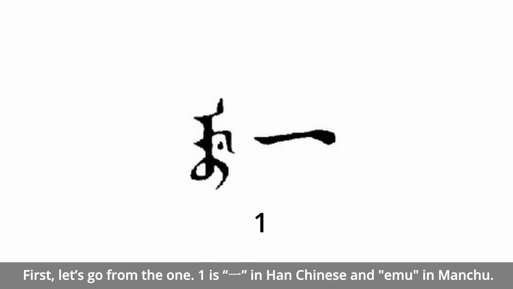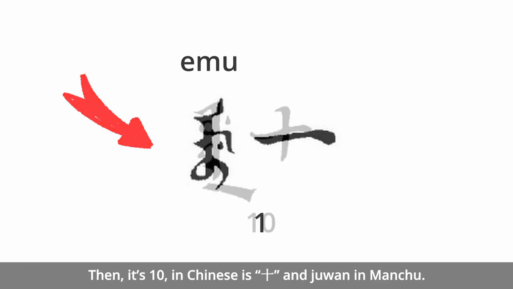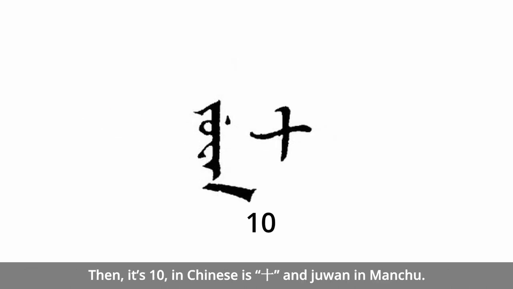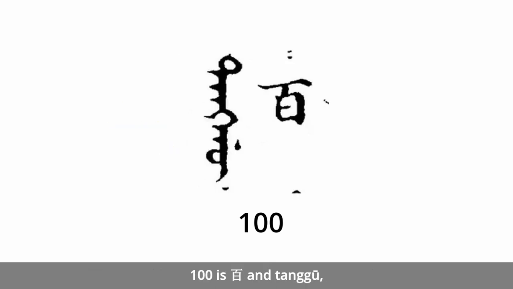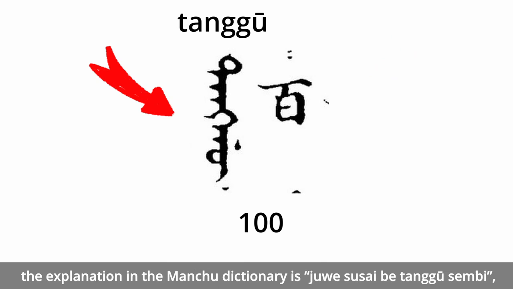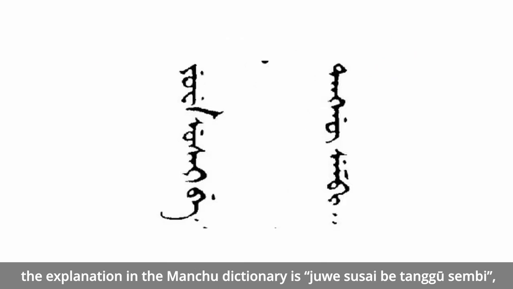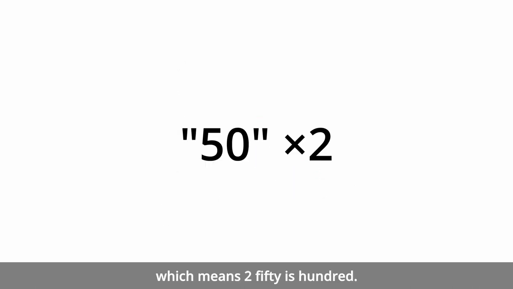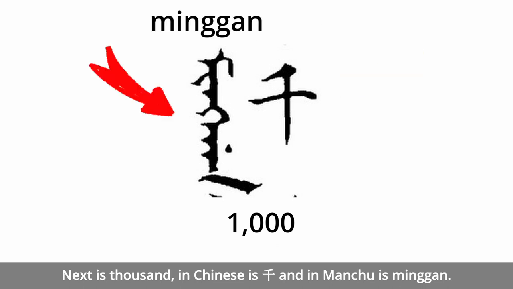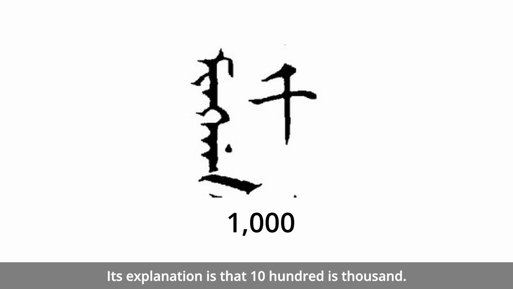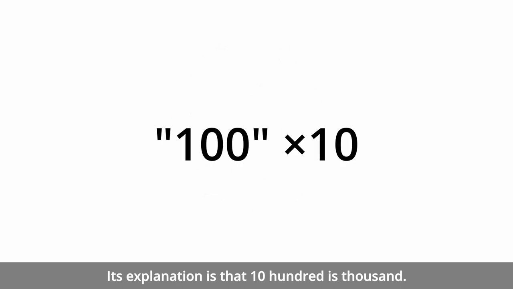One is Yi in Han Chinese and in Manchu. Then is 10. In Chinese it is Shi, and Zhuan in Manchu. 100 is Bai and Tangku. The explanation in the Manchu dictionary is Zhuan Su Zeba Tangu Seme, which means 10 tens is 100. Next is 1000. In Chinese, it's Qian, and in Manchu, it's Ming'an. Its explanation is that 10 hundreds is 1000.